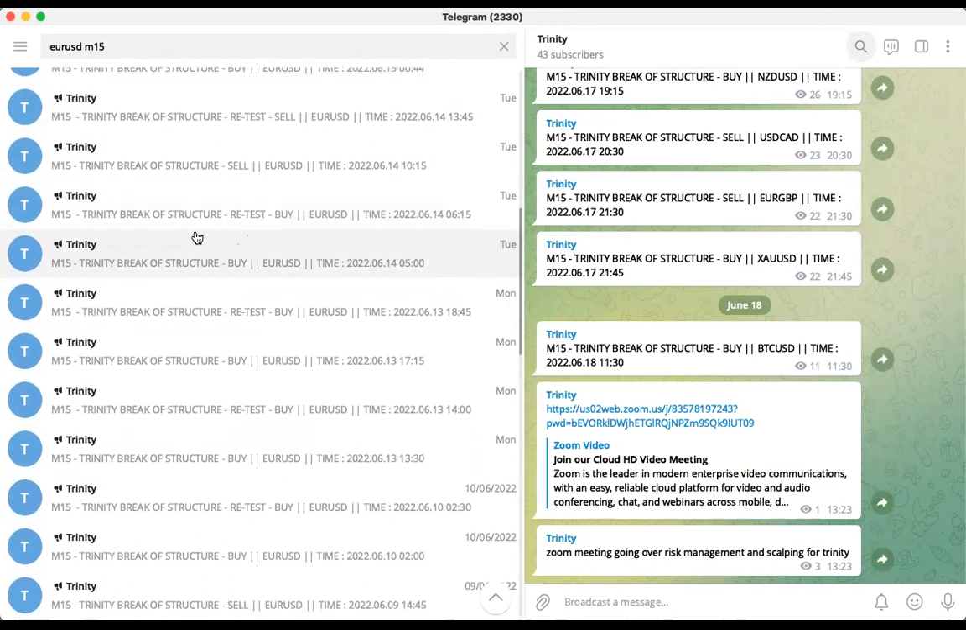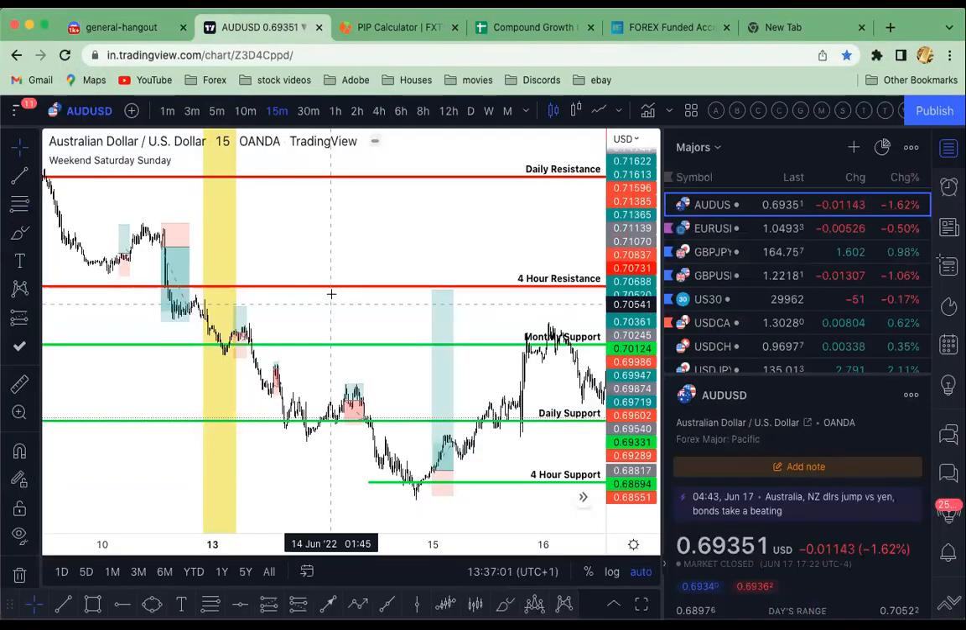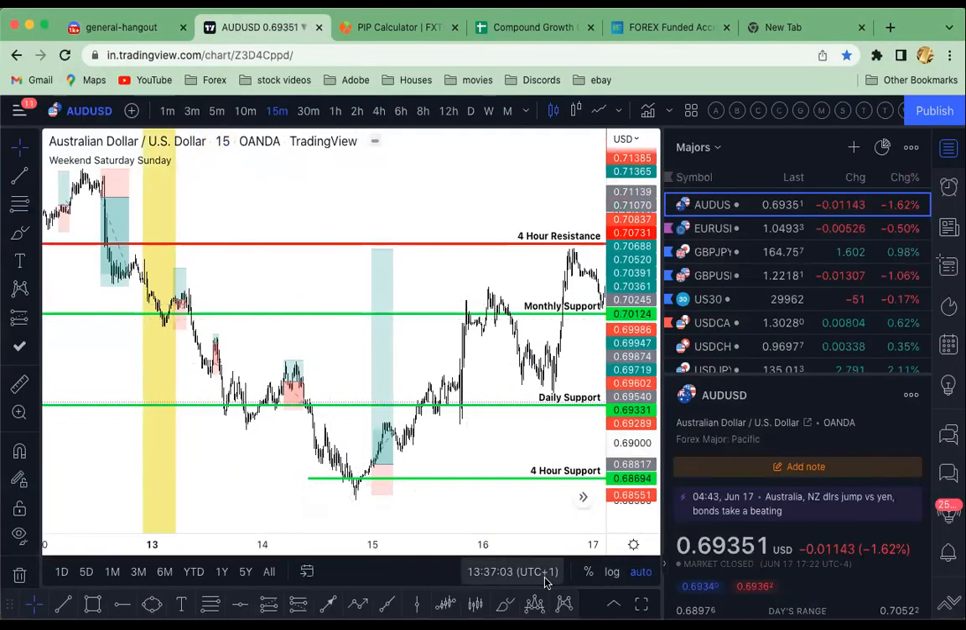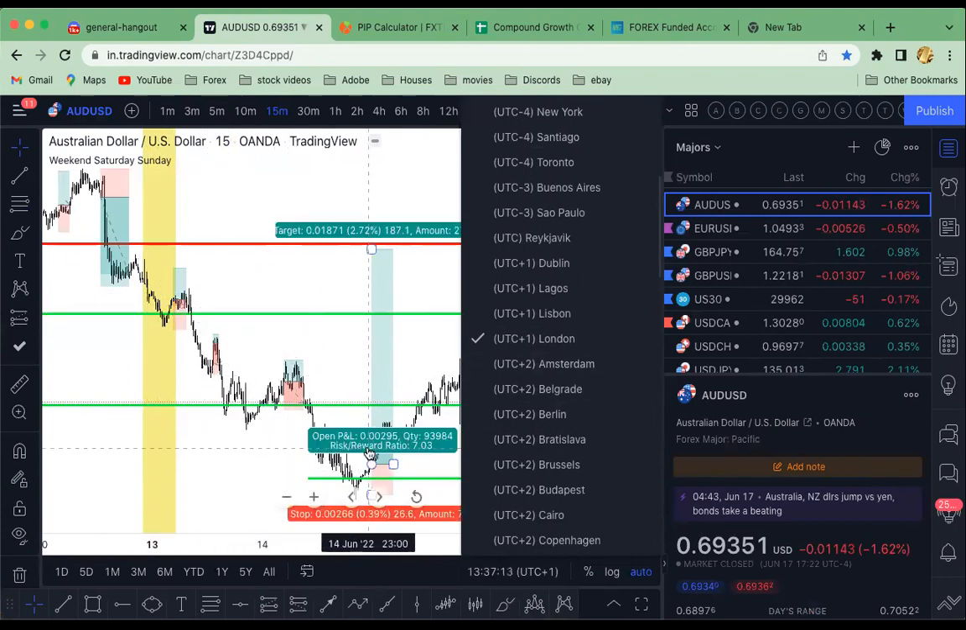If you're checking this, the next thing you have to do, because I get it, everybody's in different time zones, it's impossible for me to have everybody's correct time zone. So all you have to do now is go to TradingView, your TradingView account, and change your time zone to London +1. So now any alert you see on Trinity, all of the times will match up with London +1.